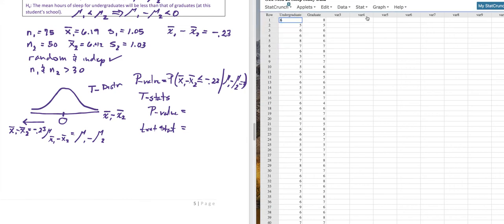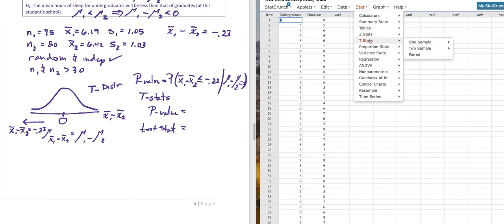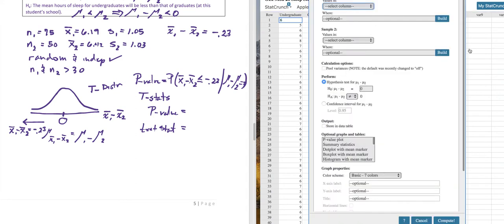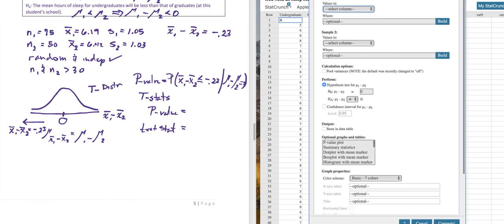Close that up. Stat, we're picking t-stats. We're picking two sample. We could pick with summary and enter the summary stat data that we got, but we can also just pick with data in this case. So that's kind of nice. Let's just do that. Let me bring the screen in a little more so you can see the whole screen.